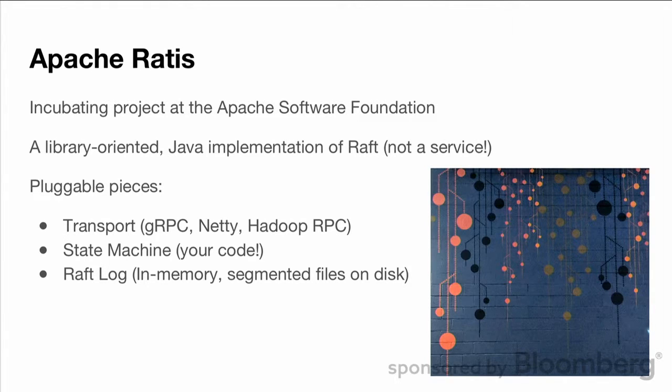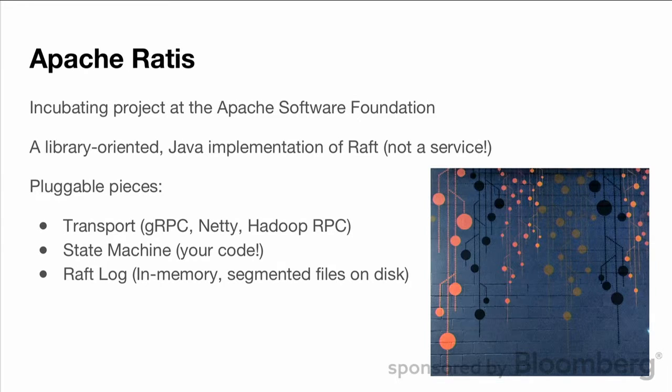So fast forward. We have this new consensus protocol, this design called RAFT. How do we actually do something with it? We need some implementation that actually implements RAFT. And one of the implementations of this is Apache Ratis. Apache Ratis is an incubating project at the Apache Software Foundation.